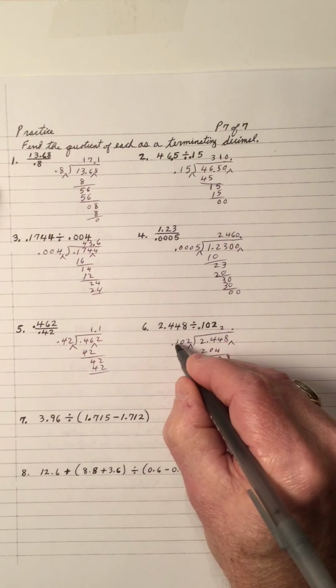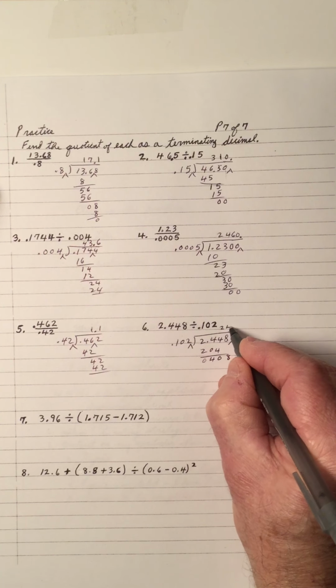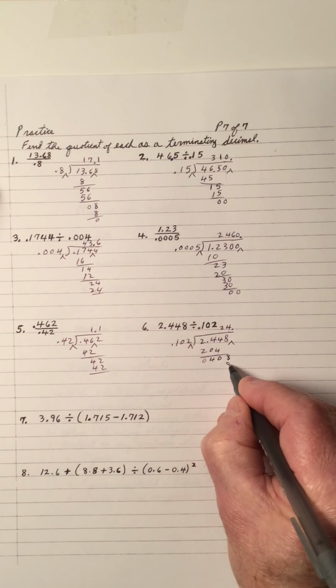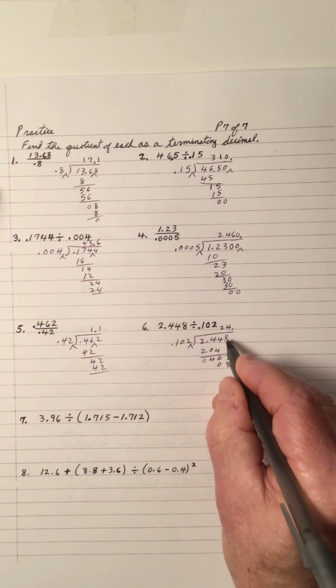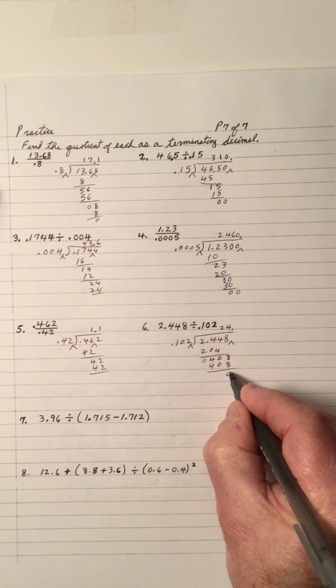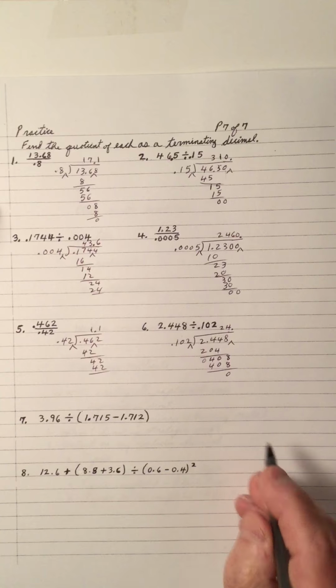Bring down the 8. 4 into 4 goes once, so try a 4. 4 times 2 is 8. 4 times 0 is 0. 4 times 1 is 4, and I get a remainder. So 24 is the answer.